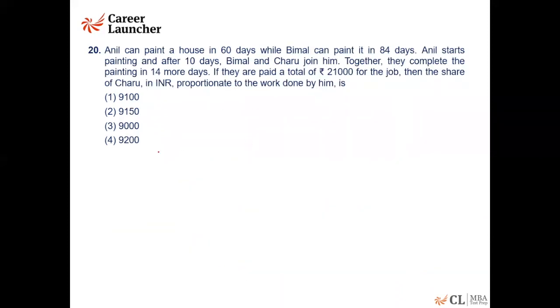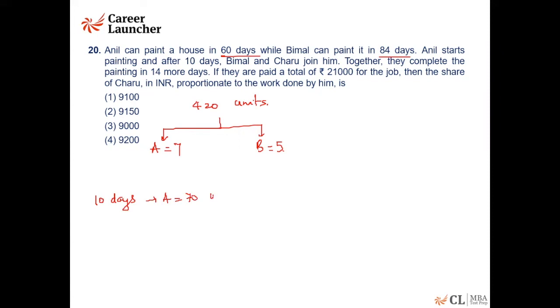This is again a fairly simple question. Anil can paint a house in 60 days while Bimal can do it in 84 days. So let's assume that the LCM of these two, 420, is the total number of units of work to be done. So Anil will do 7 units per day because he's finishing it in 60 days, while Bimal would do 5 units per day, as he does it in 84 days. Anil starts painting, and after 10 days, Anil would have painted 70 units, which means there are 350 units left.